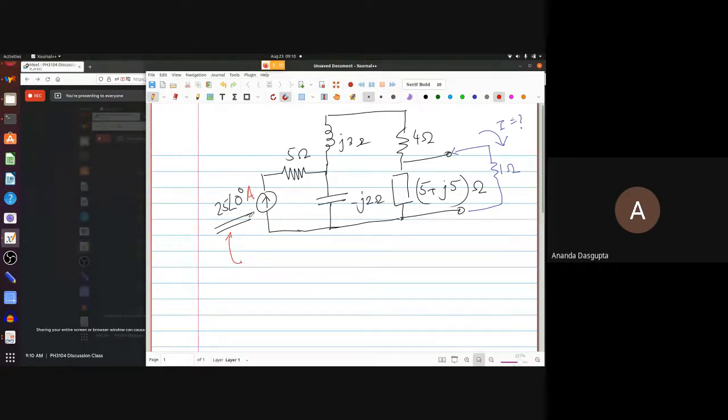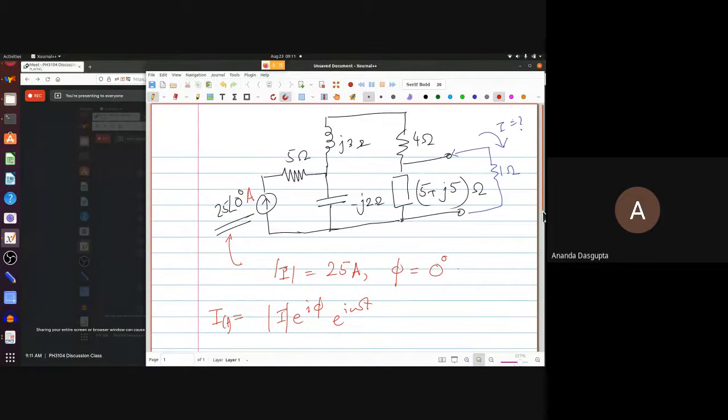As you have all figured out, this is the representation of the current in the complex format. When you say 25 angle 0, it means the mod of I is 25 amperes and its phase is 0 degrees. That means it should usually be |I| e to the i phi. And this is what the complex current should be: I of t should have e to the i omega t. Of course, you always have an e to the i omega t, which goes without saying.